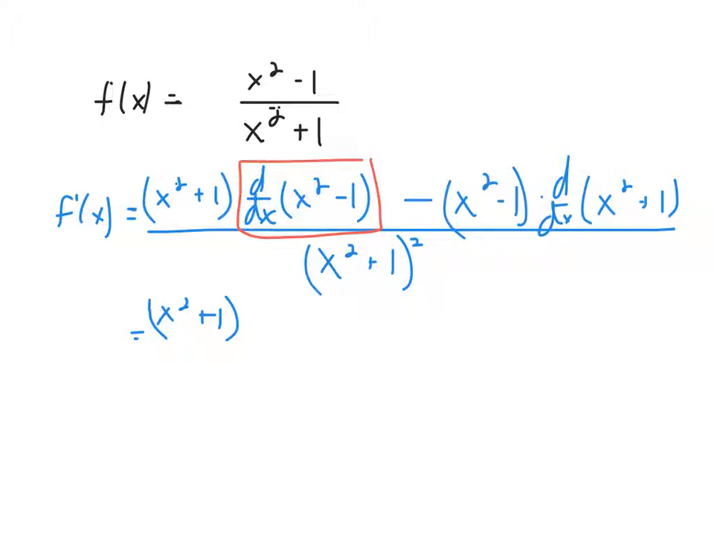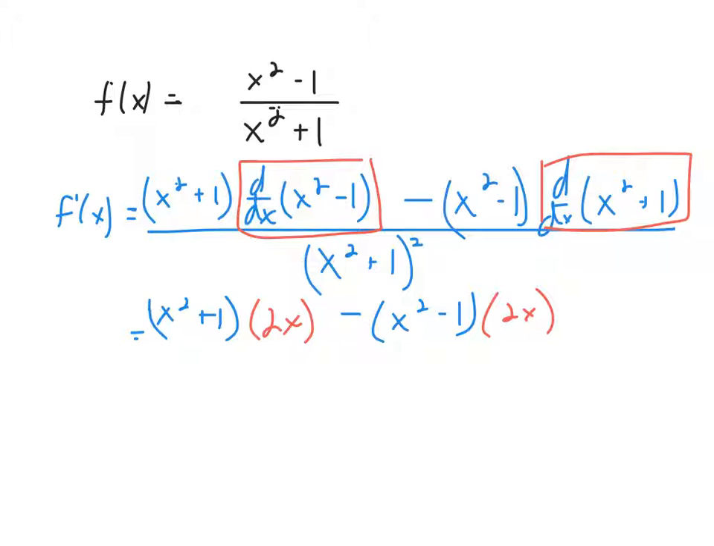the numerator, which comes out to be 2x minus 0, because the derivative of a constant is 0, minus x squared minus 1, leaving that alone. And now to my other derivative, which also ends up being 2x here, since derivative of x squared is 2x, derivative of 1 is 0. Not touching the denominator.